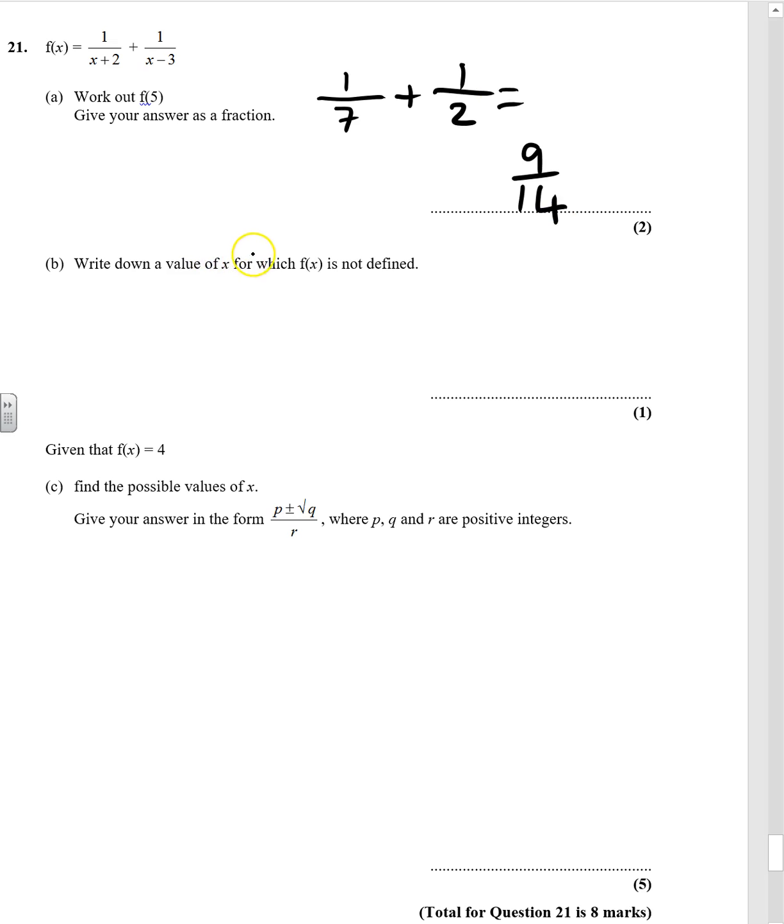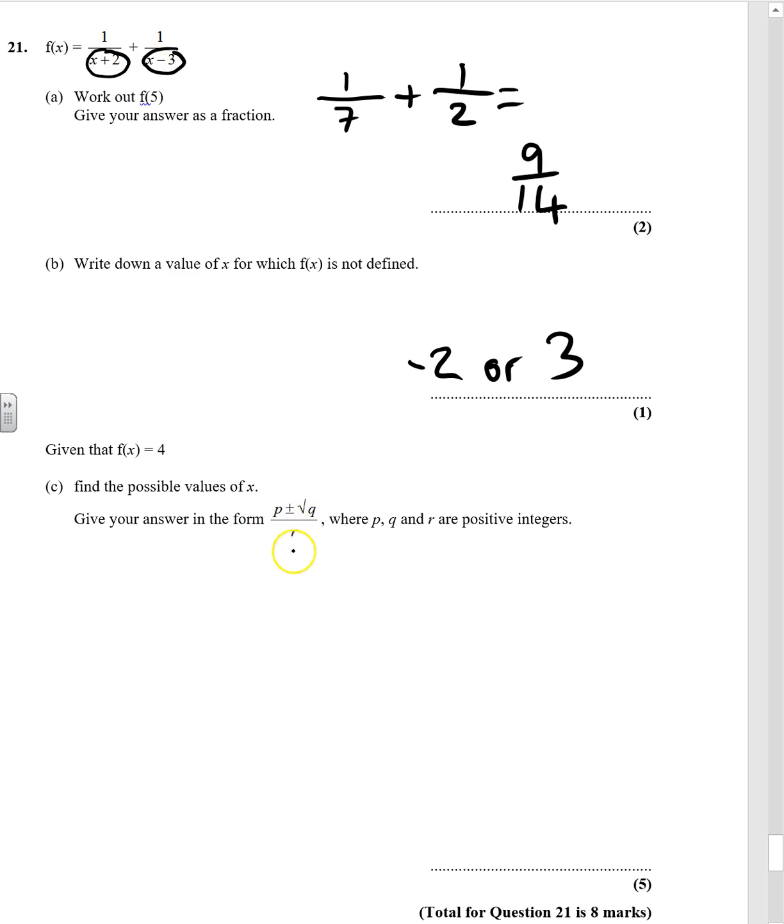Write down a value of x for which f of x is not defined. Right, okay, well this basically means you can't divide by 0. So we don't want a 0 either there or there. That would mean if x was -2, that would be 0, and you can't do 1 divided by 0. And x would have to be 3 to make that 0. So it's -2 or 3, but I think it only asks for one value. So either of those.